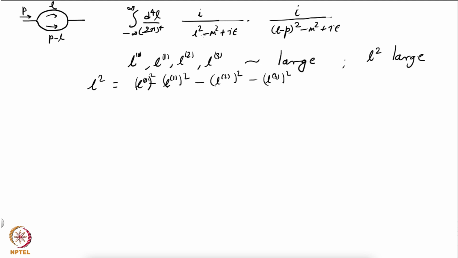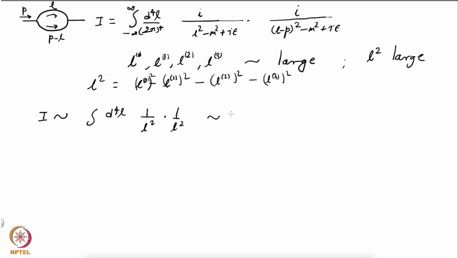In that case, this M square is irrelevant. This i epsilon is also irrelevant. I can drop M square. This P I can also drop in comparison to L, because P is some fixed external momentum and I am talking about L being very large. So this integral behaves as d^4L times 1 over L square times 1 over L square. So you do the angular integrals.